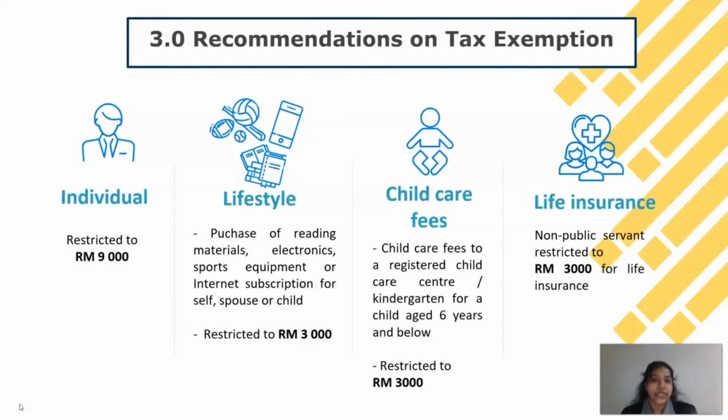The last tax relief that Mr. John can claim is life insurance tax relief, where Mr. John is paying 1,000 ringgit annually for life insurance premium. Mr. John can deduct his life insurance premium under life insurance tax relief restricted to 3,000 ringgit.